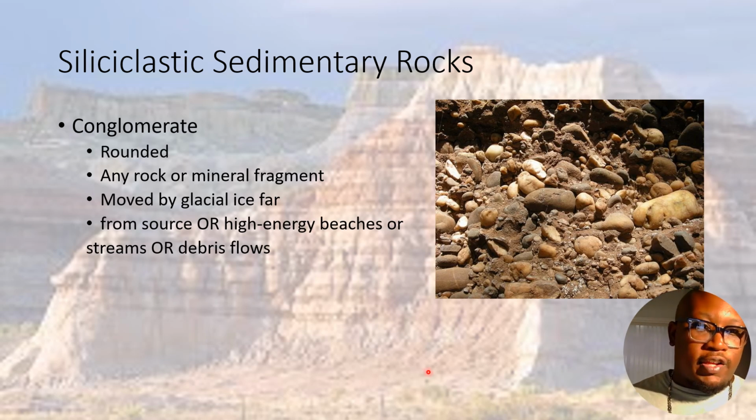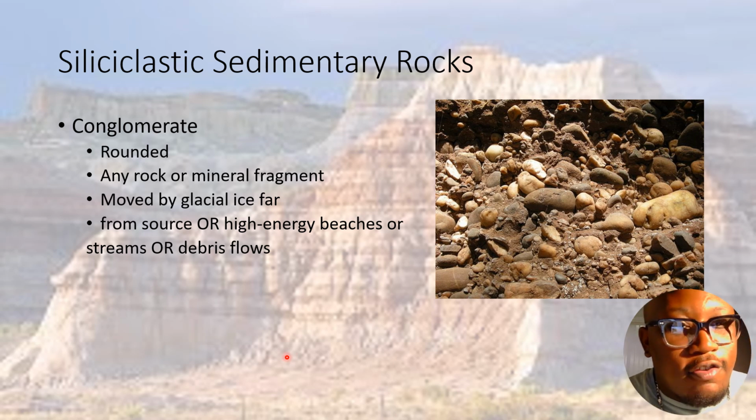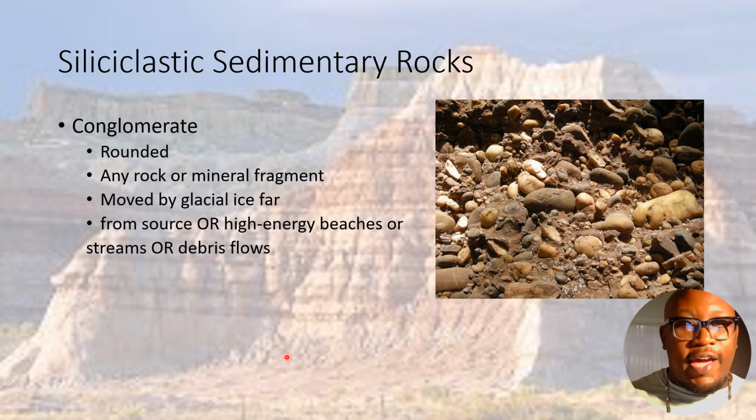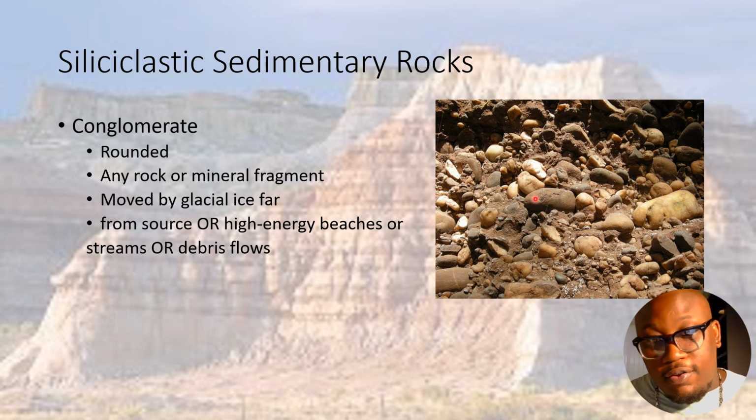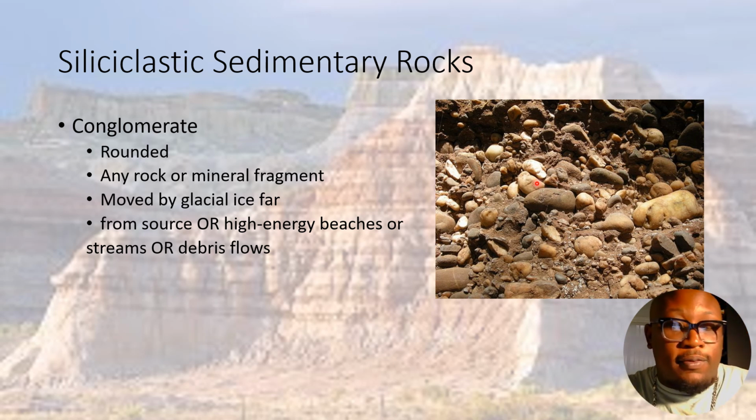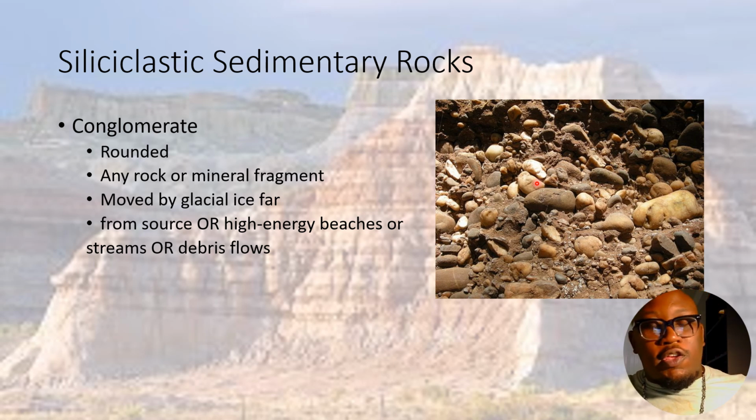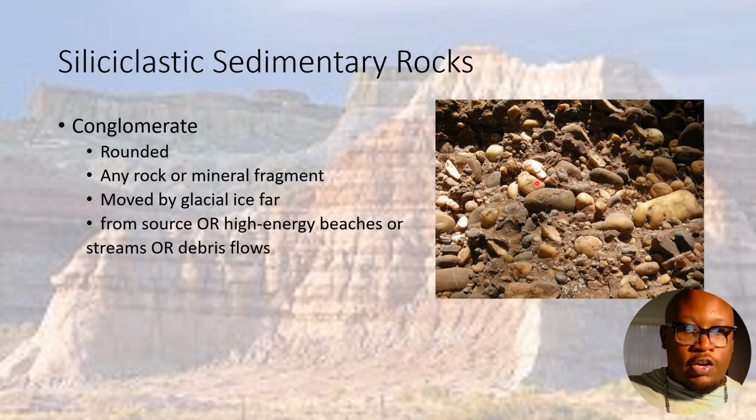Then we have breccia's cousin. I would probably say they have a brother-sister relationship, and that's conglomerate. Conglomerate, as you can see, has rounded sediment that makes up the rock. It's also made out of different rock and mineral fragments. They can also be formed by glacier activity, and it indicates a high source or energy region. So you can think of a stream or river near the headwaters of a mountain.